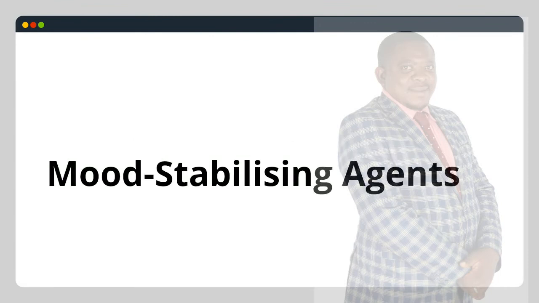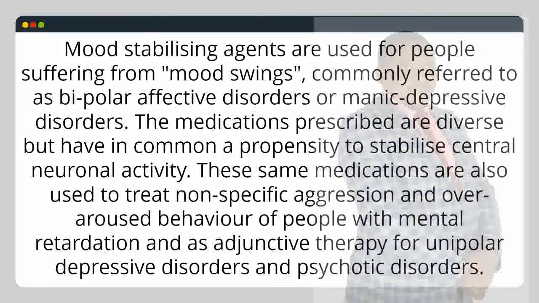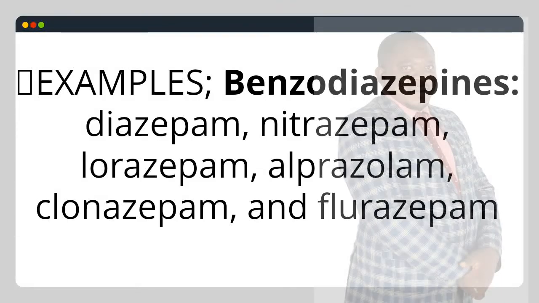Mood-stabilising agents. Mood-stabilising agents are used for people suffering from mood swings, commonly referred to as bipolar affective disorders or manic depressive disorders. The medications prescribed are diverse but have in common a propensity to stabilize central neuronal activity. These same medications are also used to treat non-specific aggression and over-aroused behavior of people with mental retardation and as adjunctive therapy for unipolar depressive disorders and psychotic disorders. Examples: benzodiazepines, diazepam, nitrazepam, lorazepam, alprazolam, clonazepam, and flurazepam.